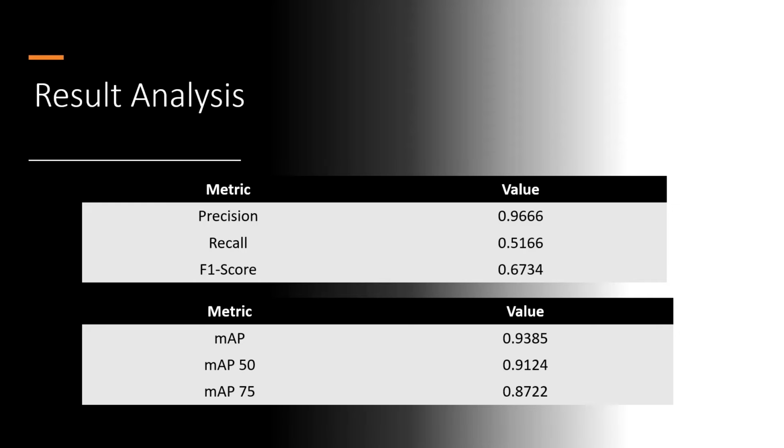So these are the result parameters that we got from our model. For precision, we have got 96%. For recall, we have got 51%, and for F1 score, we have got 67%. And we have also calculated the mean average precision. The normal mean average precision is 93%, and for an IOU value of 50%, we have got 91%, and for 75% IOU, we got 87%.